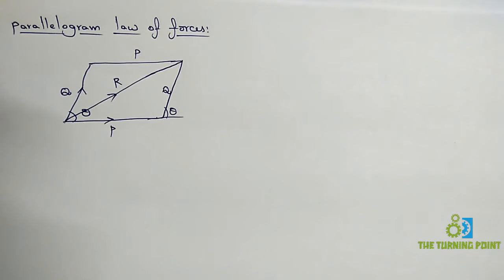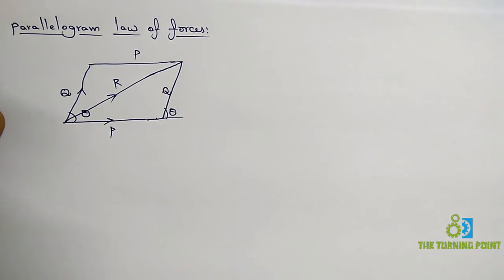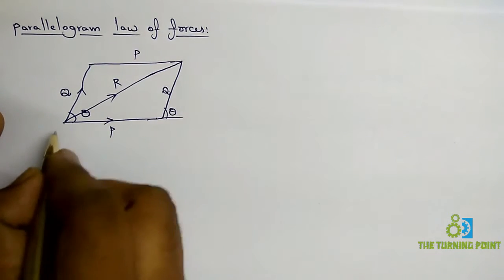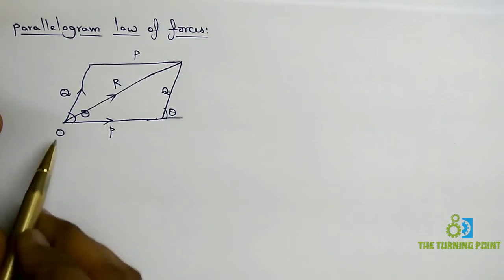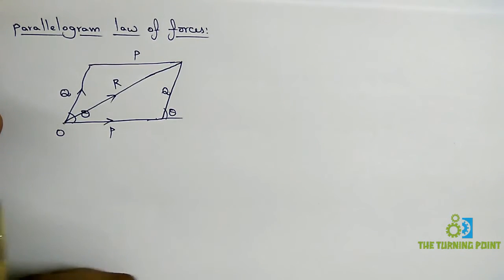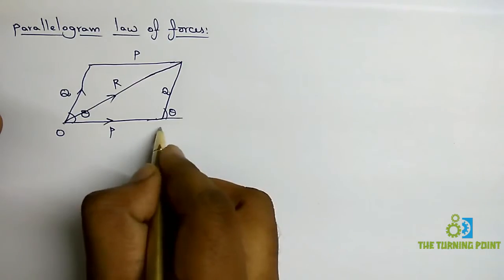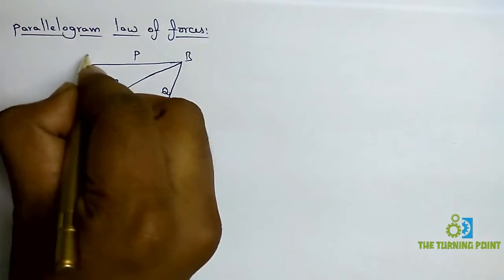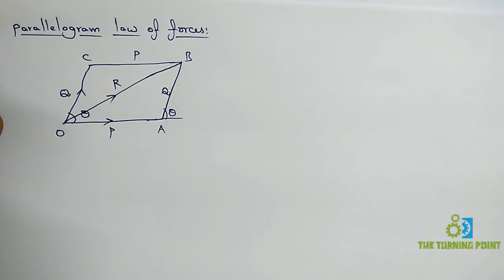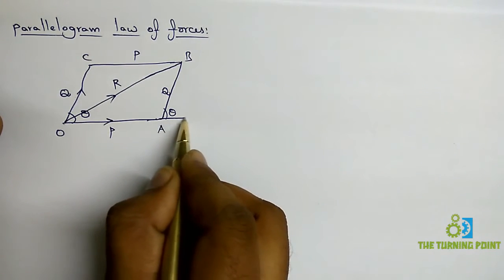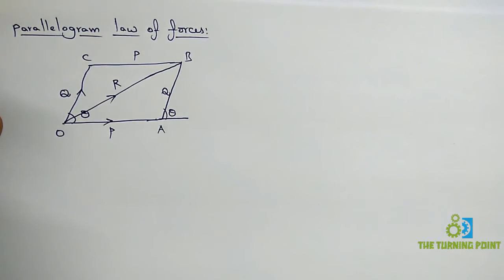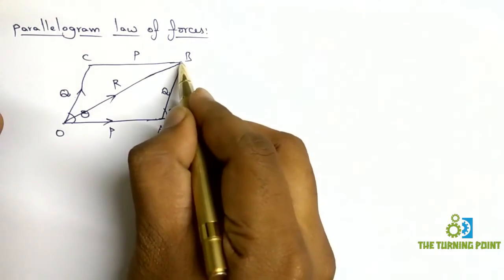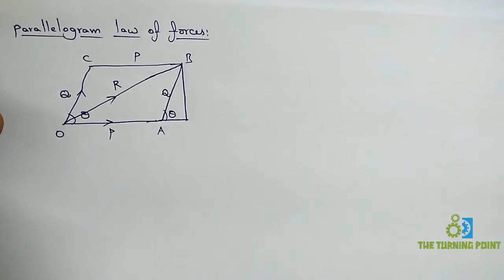In order to derive the relation between the resultant magnitude and these two forces, first I am naming the parallelogram. Let us consider this point as origin O, this point as A, this point as B, and this point as C. So OABC is the parallelogram now. I am extending OA, which is the horizontal one, and I am dropping a vertical from point B.